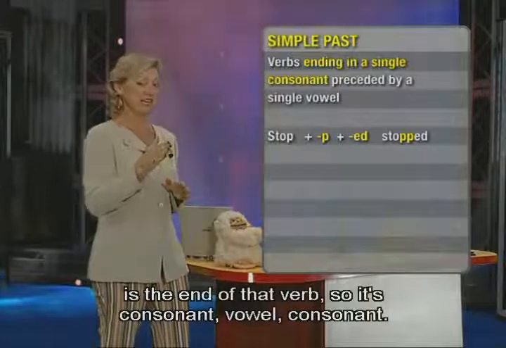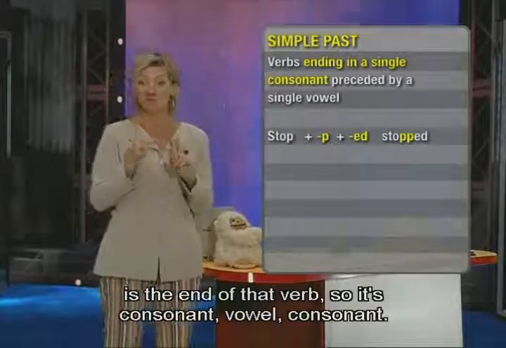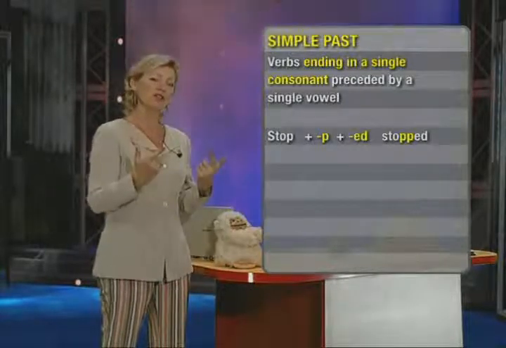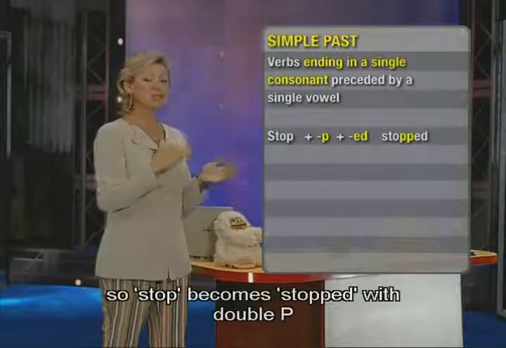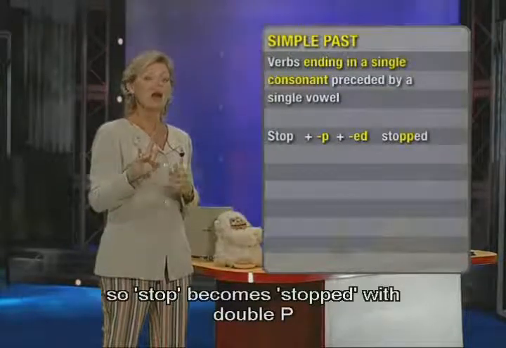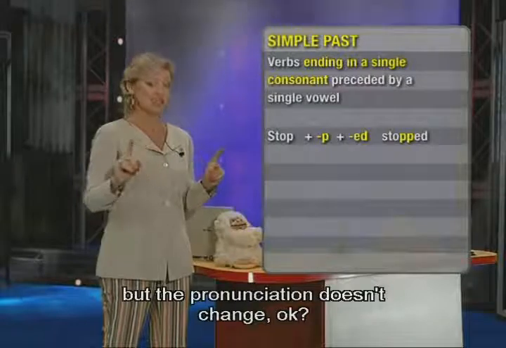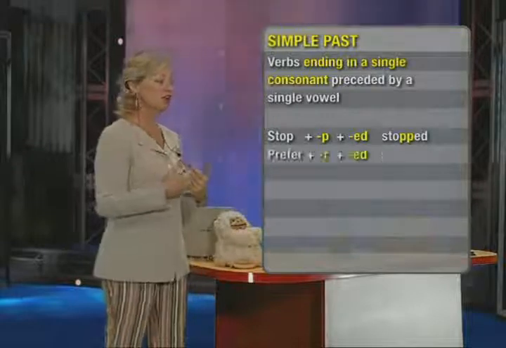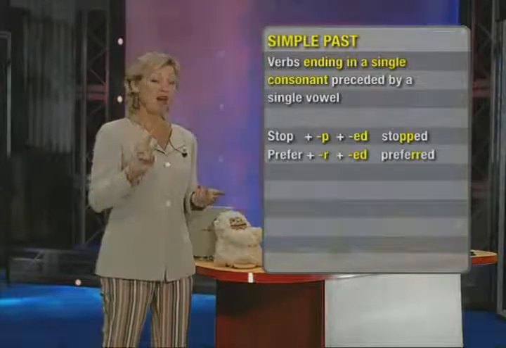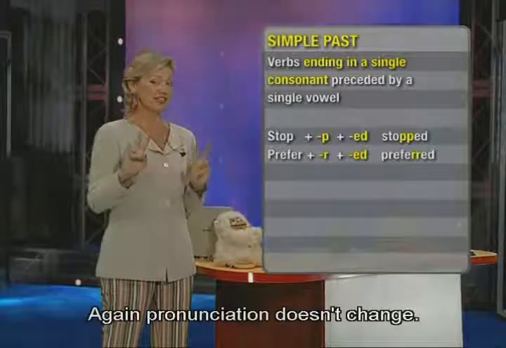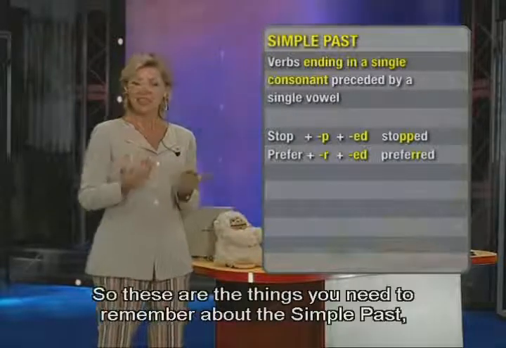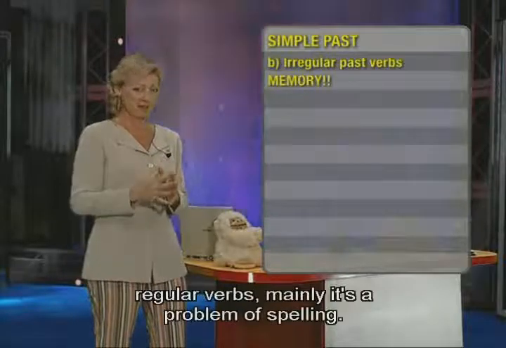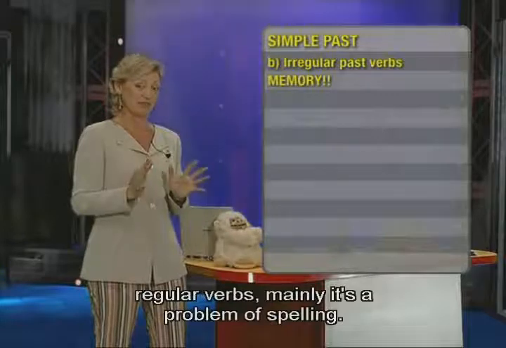Then the next group, stop. T-O-P is the end of that verb, so it's consonant, vowel, consonant. With these verbs, what we do is we double the consonant. So stop becomes stopped with double P, but the pronunciation doesn't change, okay? Another example is prefer. Prefer becomes preferred, double R, okay? Again, pronunciation doesn't change. So these are the things you need to remember about the simple past, regular verbs. Mainly, it's a problem of spelling, okay?